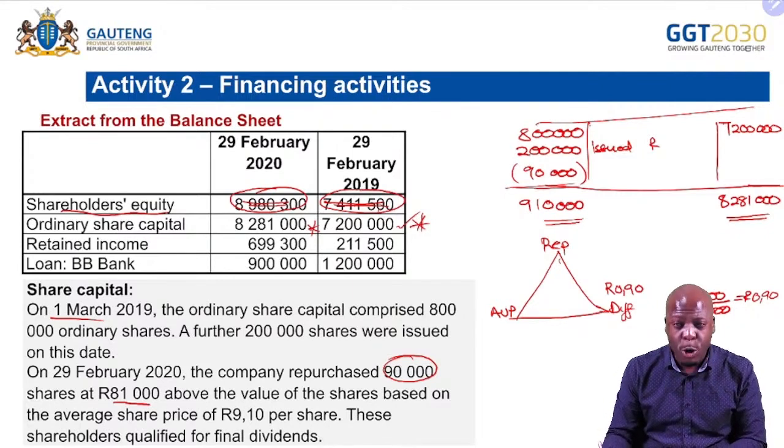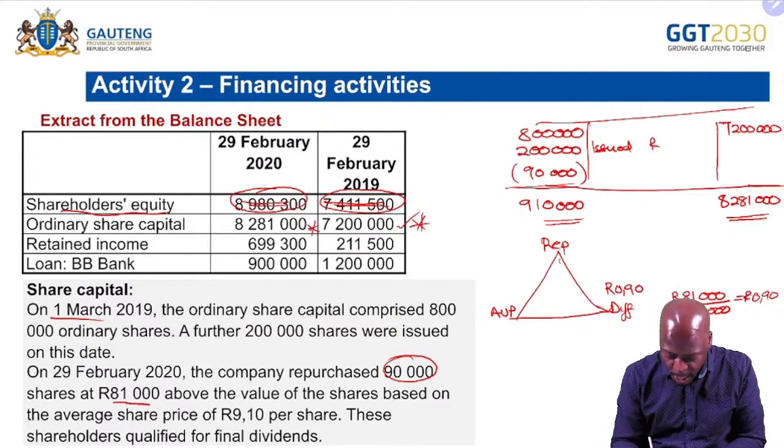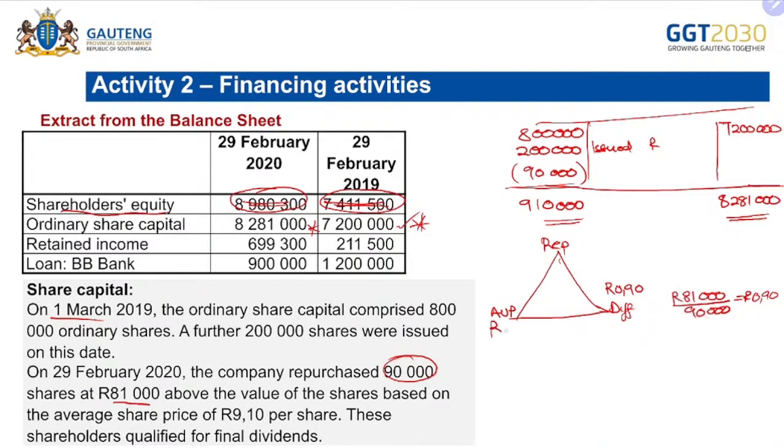Above the average price of, and then they give us the average price. Here's the average price, which is 9 Rand 10. And in here, average price 9 Rand 10. And the repurchase price is the total of these two. 9.10 plus 90 cents gives you 10 Rand.